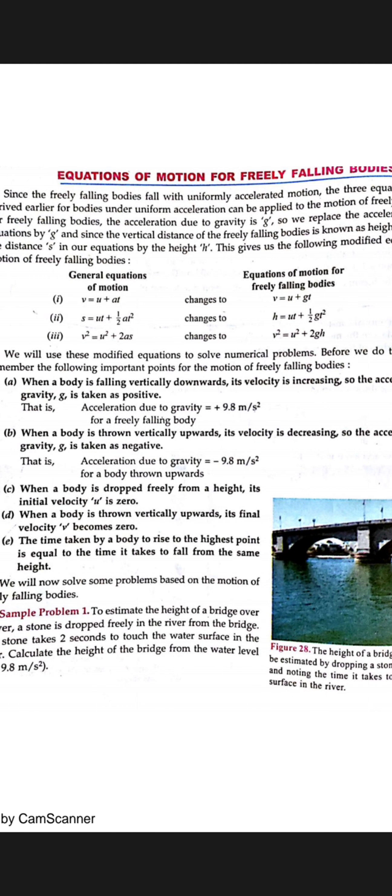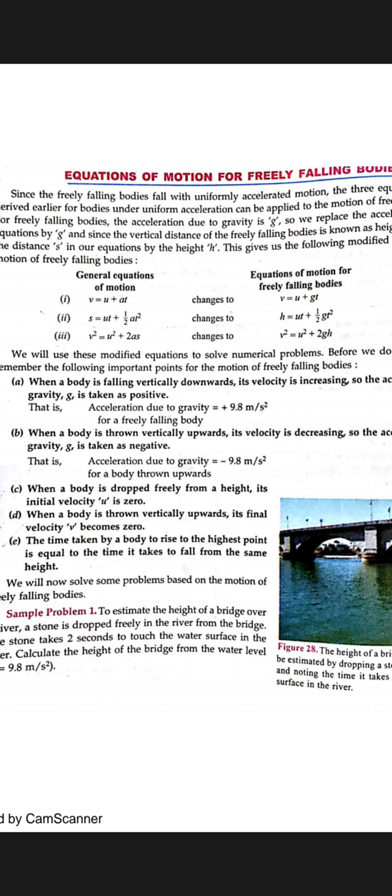So see the points which we have to remember. The first point: when a body is falling vertically downwards, that is, when we are dropping a body from a height, the velocity gradually increases. So the acceleration due to gravity is working on it in the downward direction, and the body is also falling in the downward direction. So both the directions are same. So we can say that the acceleration due to gravity for a freely falling body can be taken as positive. And we know that the value of g is 9.8 meter per second square. So here the acceleration due to gravity will be given by positive 9.8 meter per second square.